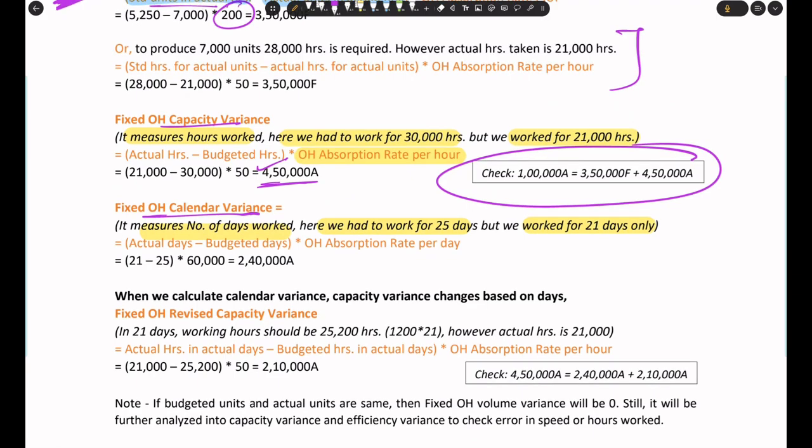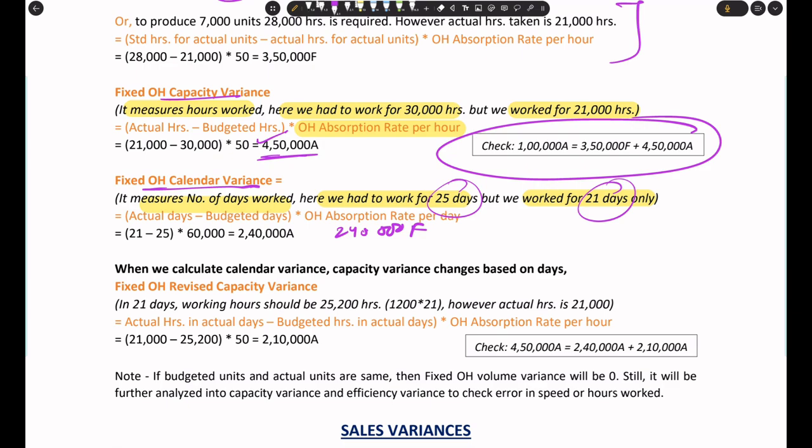Even if you do budgeted minus actual, the answer will be the same, because you understand the logic now. The actual is less, but budgeted was 25 days, that we were supposed to work for 25 days, but we worked for 21 only. So this is adverse, this is the logic. You have to understand the question, then you can't get the answer wrong. Because ICA will give both options, for example 2,40,000 favorable and 2,40,000 adverse. So you just have to clear your logic, then your answer can't be wrong.